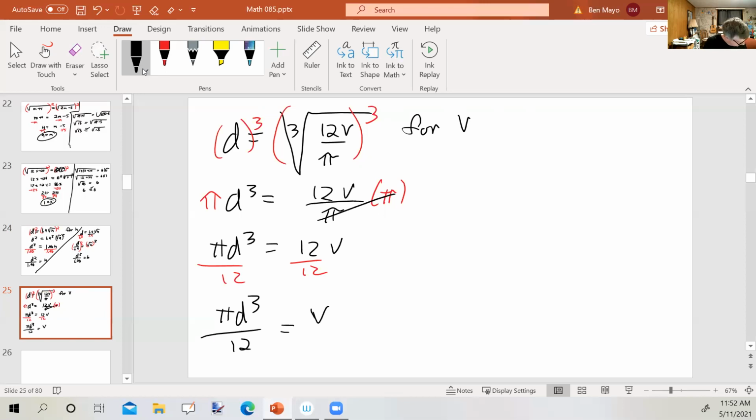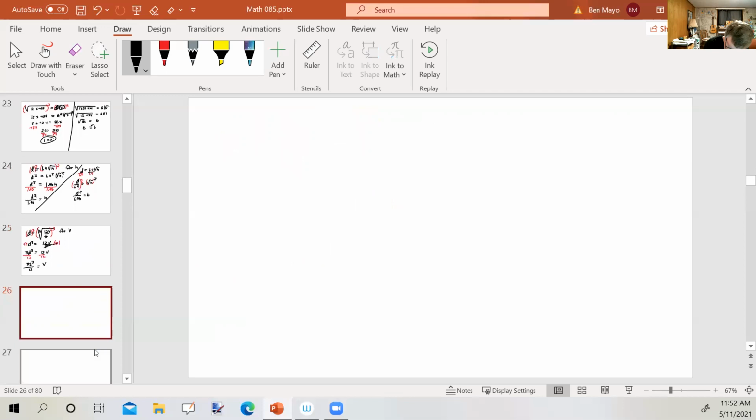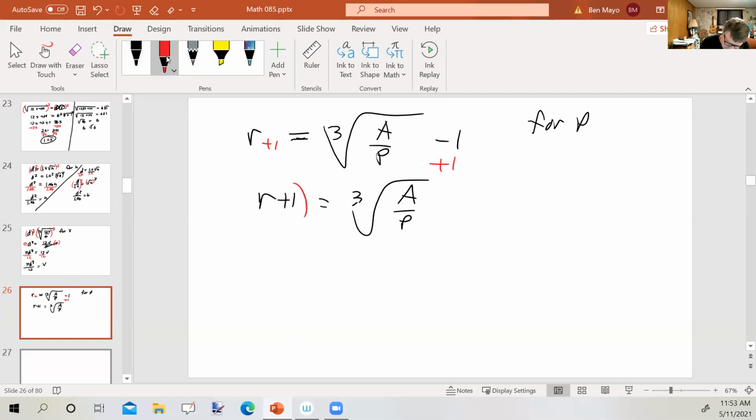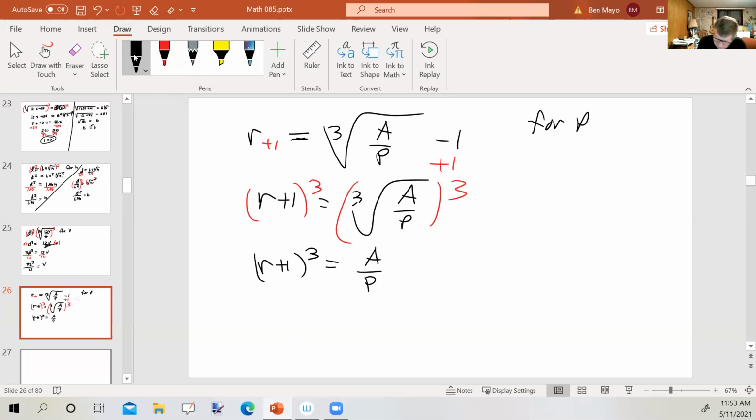Let's see here. R equals the cube root of a divided by p, minus 1. Solve for p. Note that the minus 1 is outside of the radical. So the first thing I'm going to do is isolate the radical by adding 1 to both sides of the equation. Okay. Then I'm going to come back and cube both sides. So we get r plus 1 cubed equals a divided by p.